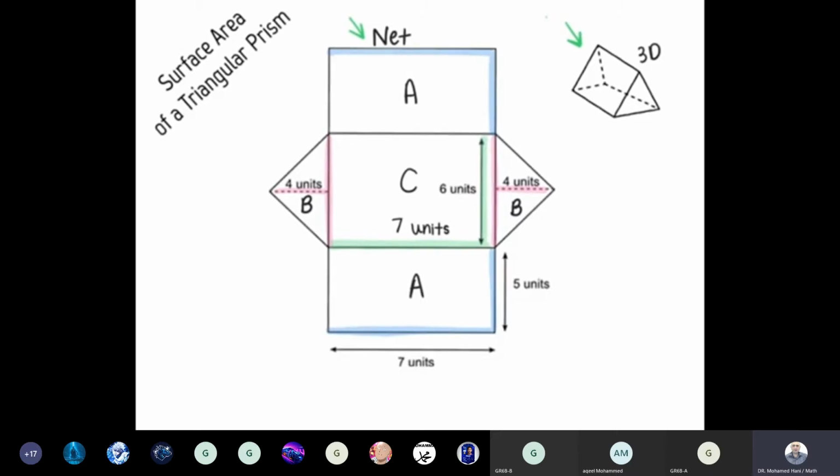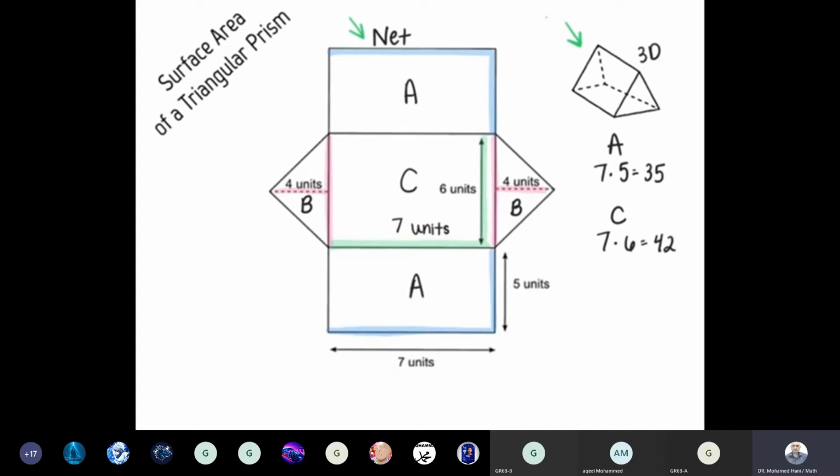So now I want to start with finding the area of the rectangles first, because that's what we've been doing last week, so we can do that pretty quickly. So area of rectangle A is going to be 7 times 5, which is 35. And area of rectangle C is going to be 7 times 6, which is 42.